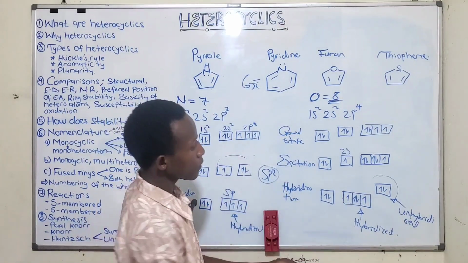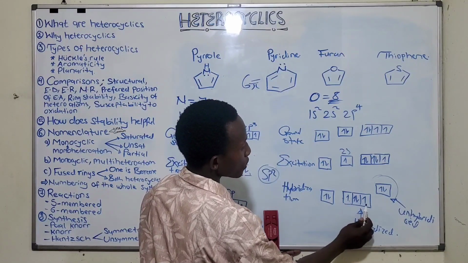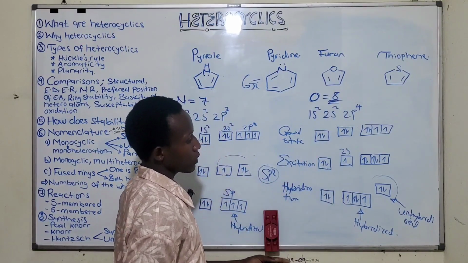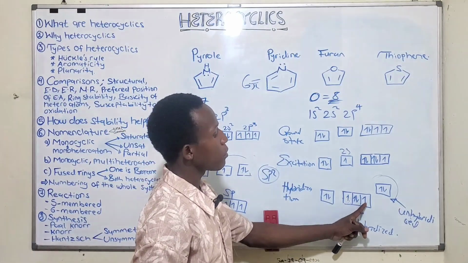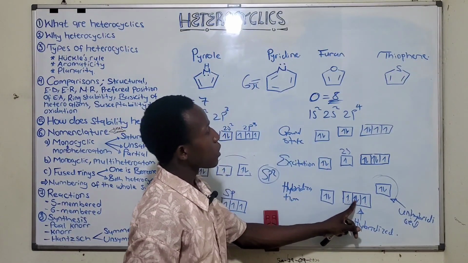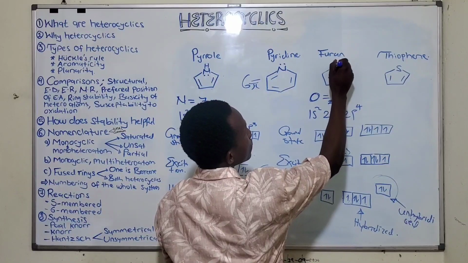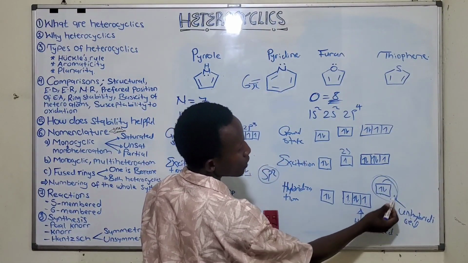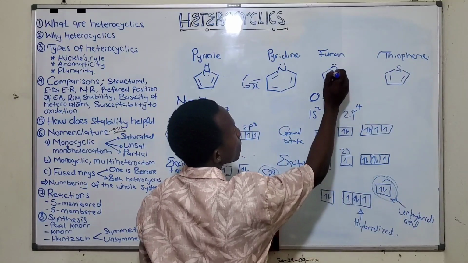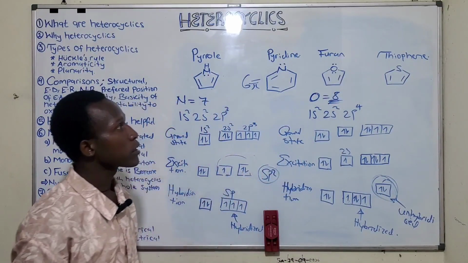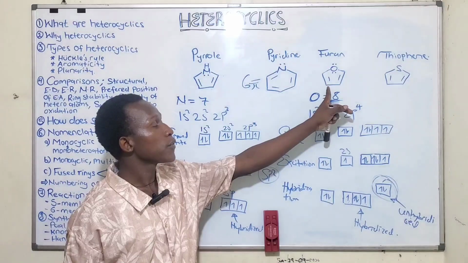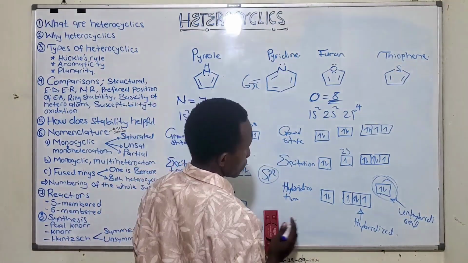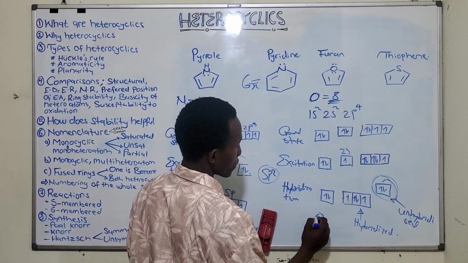So why like this? These ones, this and this, they form these bonds. Yeah, this and this, they form the bonds. Then this one will be outside. Then this unhybridized lone pair will be inside, like that. So this is the structure of furan. This is its structure. So it will be like this.